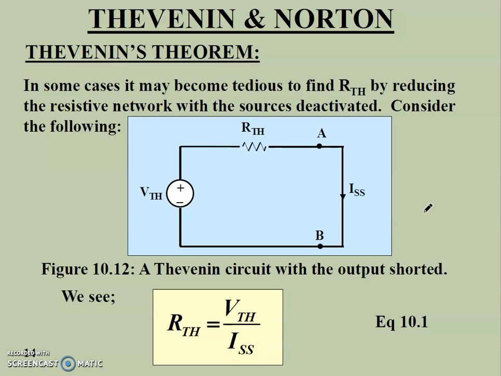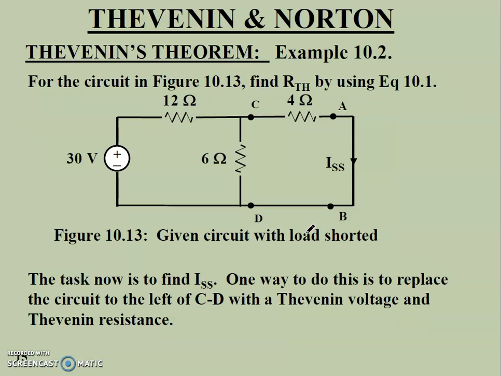Now in some cases it may become tedious to find RTH by reducing the resistive network with the sources deactivated. Consider the following network. If the path from A to B is short circuited, that current is ISS. In that case, how can you calculate RTH? RTH will be VTH upon ISS. If we apply KVL here, it will be VTH upon ISS.